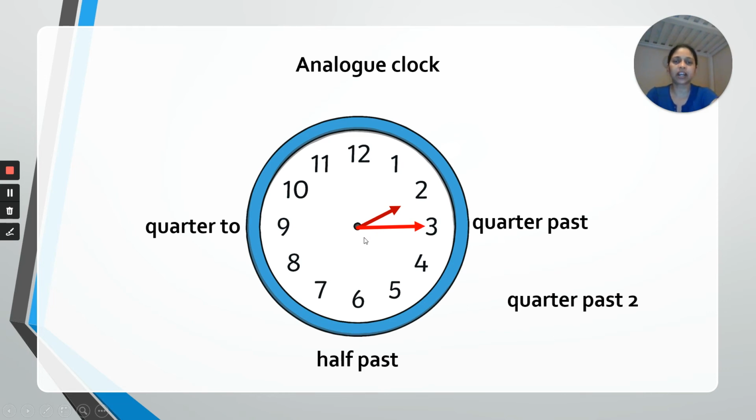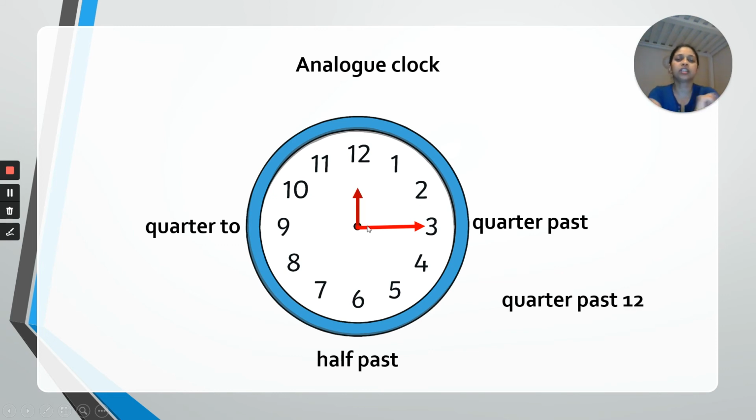If this minute hand lands on the 6, it is half past. So if this minute hand was on the 6, it would have been half past 2. But if this minute hand was on the 9, it would be quarter to 2. Okay, so quarter past is on the 3, half past on the 6, and quarter to on the 9. And the time over here shows quarter past 2.